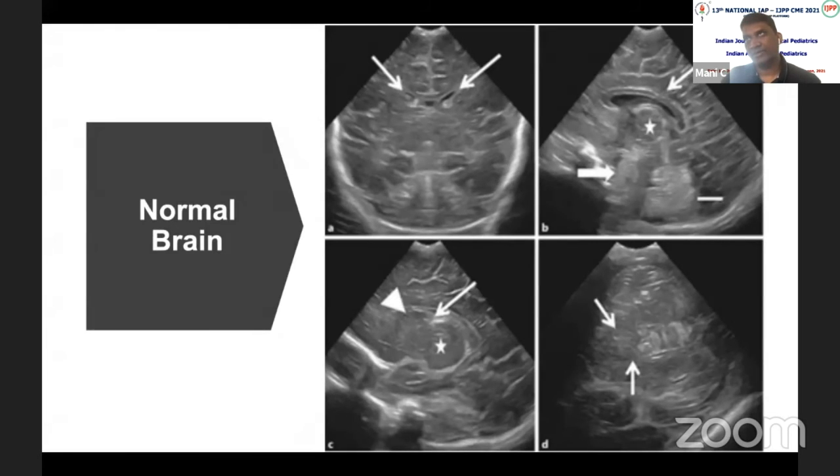Again, it's a normal scan in a term brain, similar to what we saw in the preterm babies. So you can see the lateral ventricles. Usually the cavum septum pellucidum is closed, and then this is the thalamus, cerebellum, and midbrain.